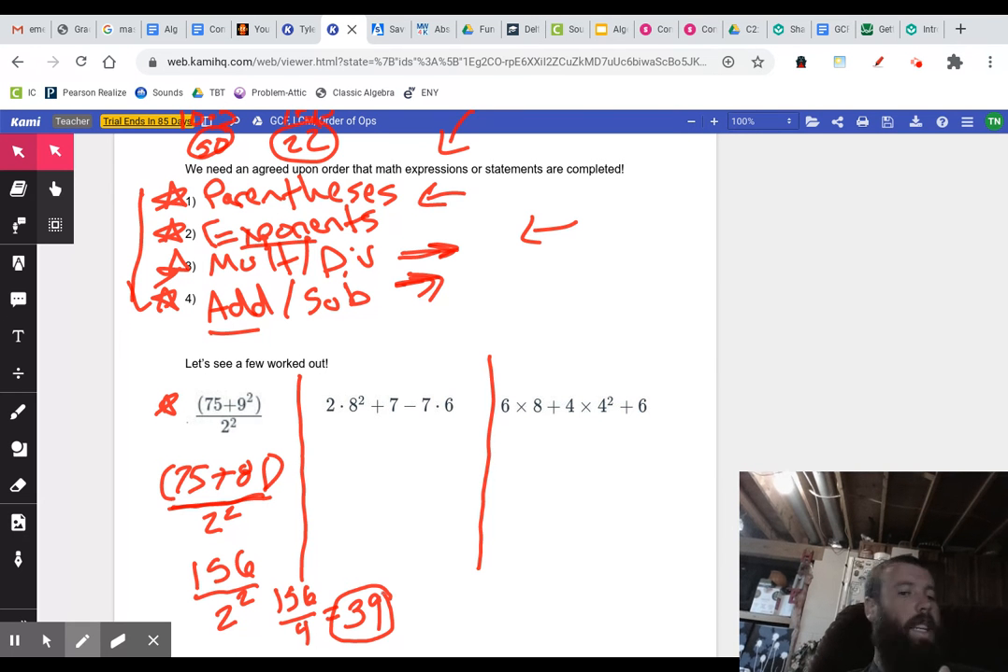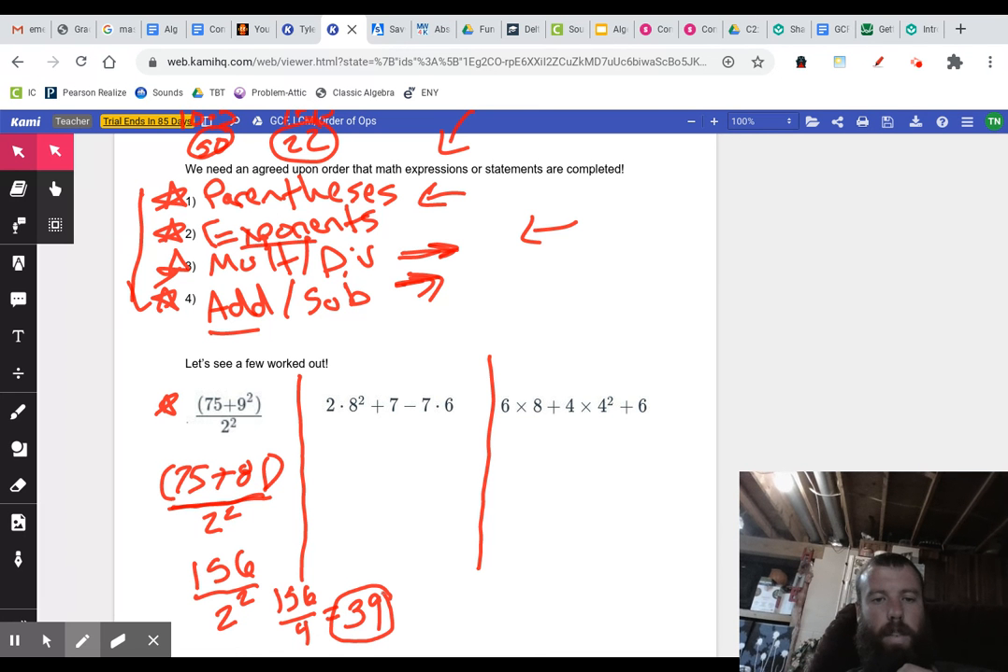Parentheses, do I have any? Nope. Move on. Exponents, do I have any? Yes. I have 8 to the power of 2. It is not 16, because that is not 8 times 2. The amount of times that I hear the answer to 8 squared is 16 is kind of mind-blowing. It's 8 times itself 2 times. So 8 times 8, 64.